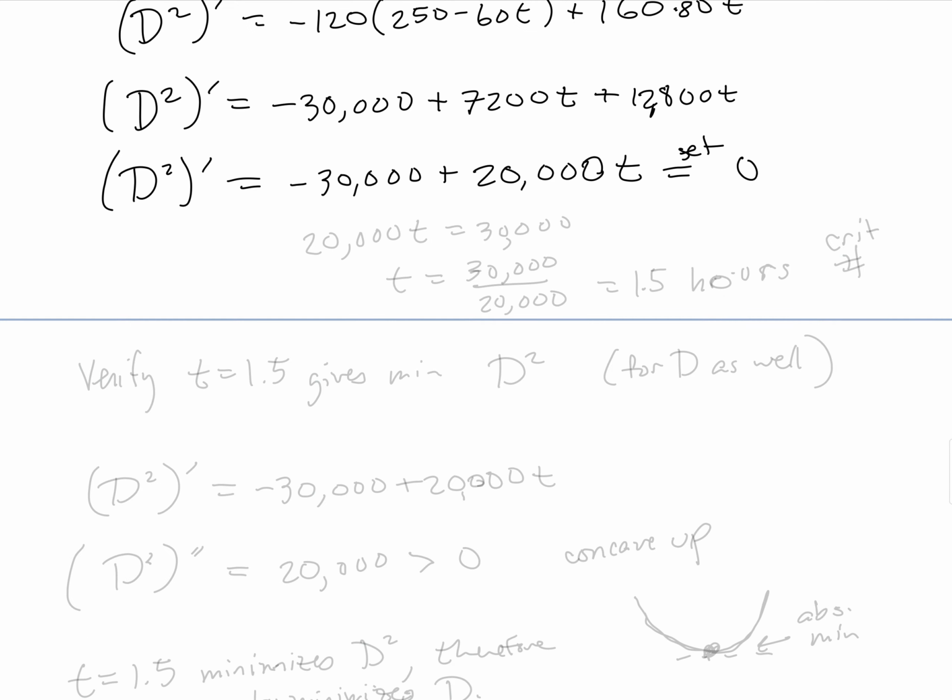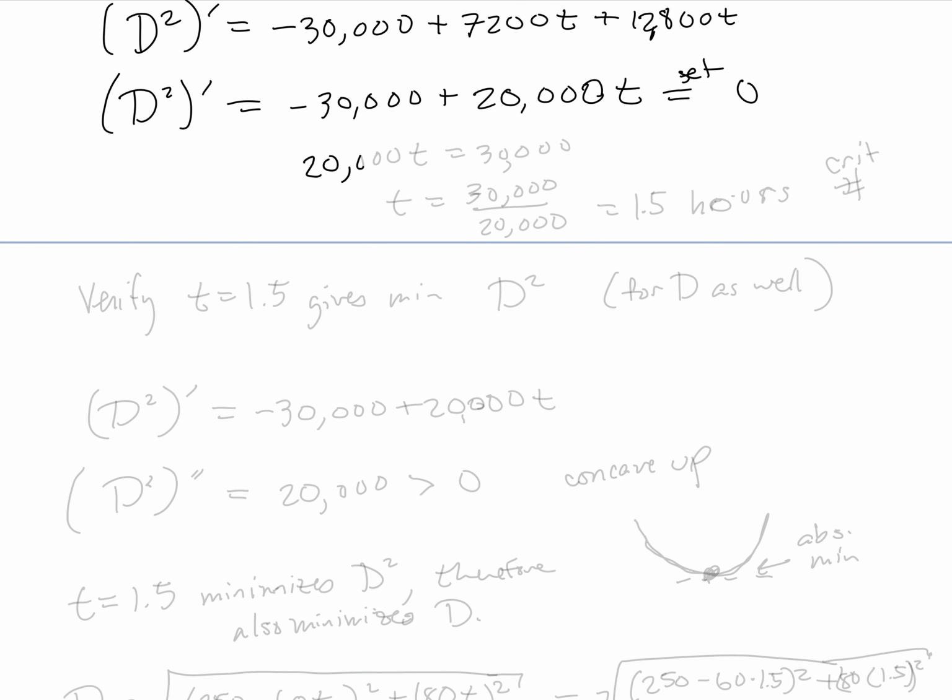So setting that equal to 0, solving for t gives me 20,000 times t equals 30,000. And dividing both sides, t is 30,000 over 20,000. And that reduces to 3 over 2, or 1.5. So 1.5 hours is our critical number.